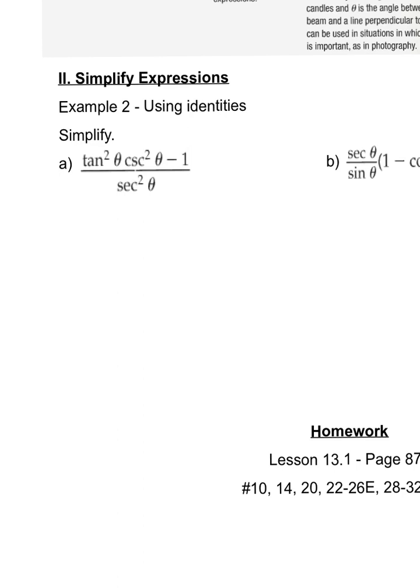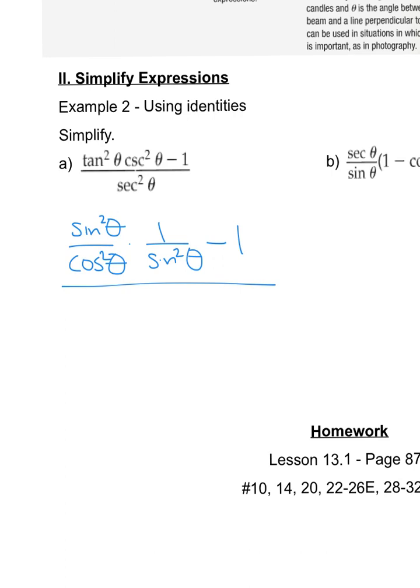Okay? And this is where your out-of-the-box thinking comes into play, like from geometry. So we want to make this statement simpler, and I see a tangent squared. So I know that tangent is sine over cosine. If I looked at the formula sheet, I would see tangent is sine over cosine, which means tangent squared is sine squared over cosine squared. I also know that cosecant is a reciprocal function. So that is 1 minus sine squared. Then we still have the minus 1.